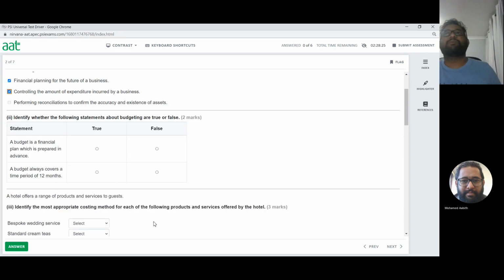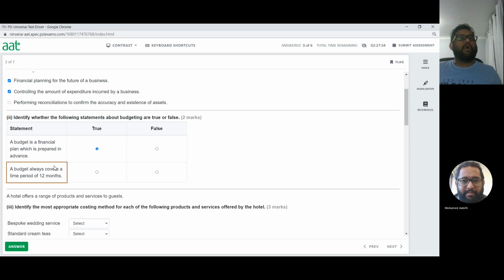Identify whether the following statements about budgeting are true or false. Part one: a budget is a financial plan which is prepared in advance. Yes, because we have something already done and we're going to work with the constraints given to us. So that statement is true. But the next one, a budget always covers a time period of 12 months. Straight away, that is not going to be right.